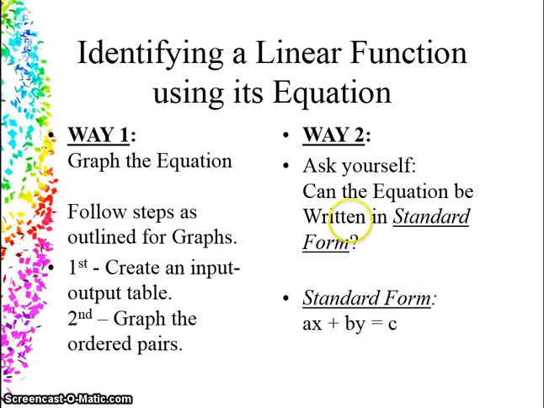Now, standard form is when you write the x term and the y term on the same side of the equation and it equals a constant. And that constant can be 0, can be a fraction, can be a decimal, anything. But you can see what the form looks like. Ax, a number times x, plus by, a number times y, equals c.